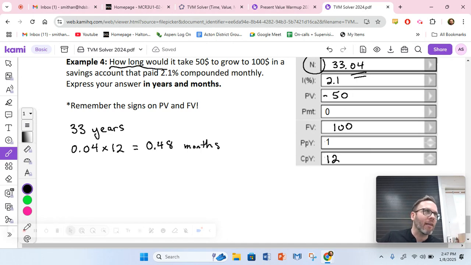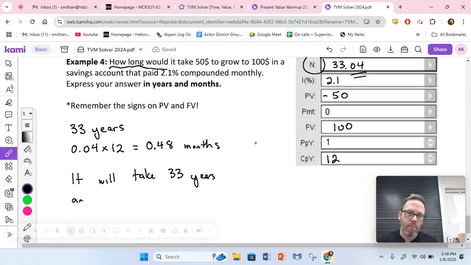But interest isn't calculated in the middle of the month. It's calculated at the end. So this is what some of you guys might have to get used to. In this specific kind of problem, we actually always round up. We're going to round it up to 1 month. It will take 33 years and 1 month to have our money double. We always round up. In 1 month. And I'll just add in brackets here, round up.